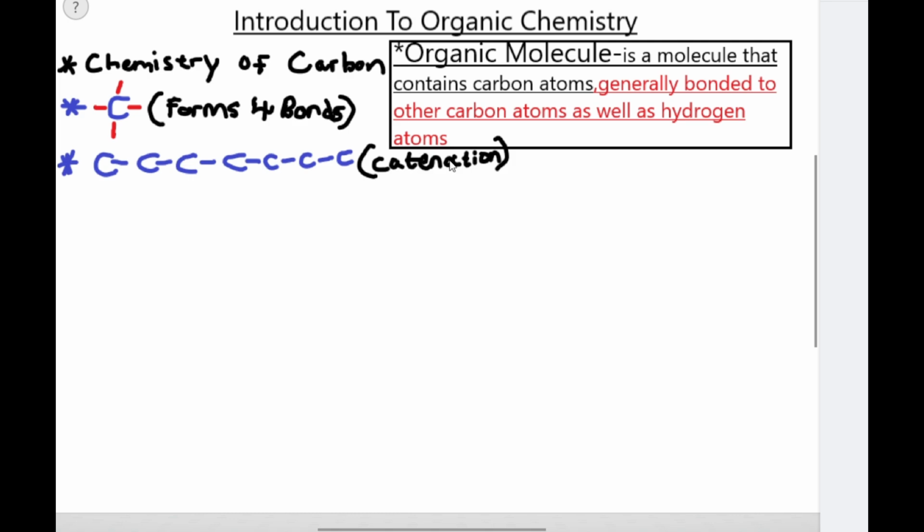Now we are going to be looking at the homologous series. The homologous series is dependent on the functional group. The functional group determines which homologous series we are dealing with.